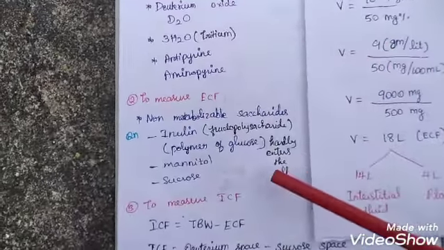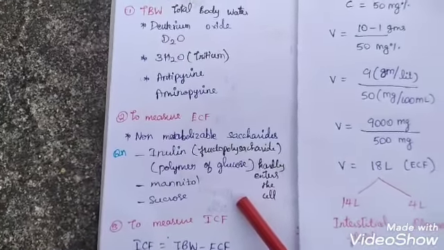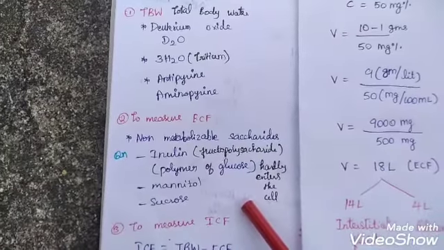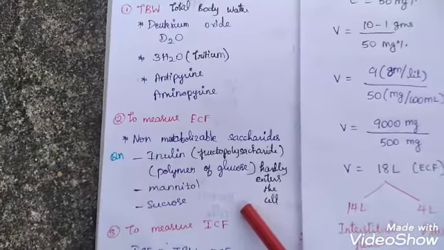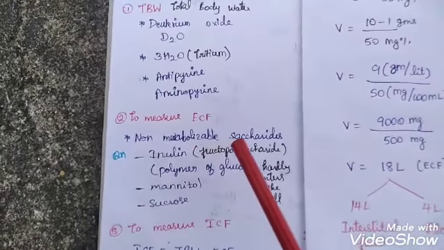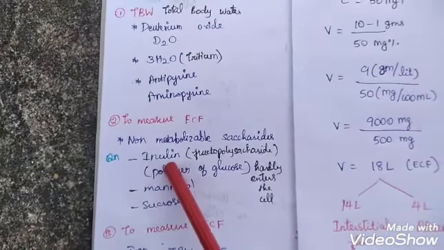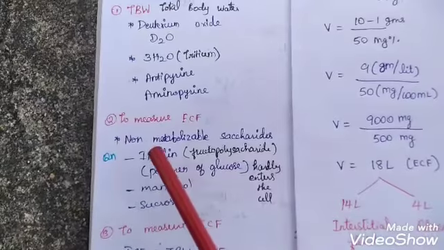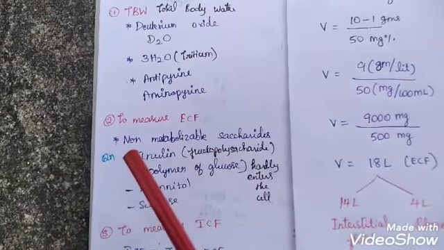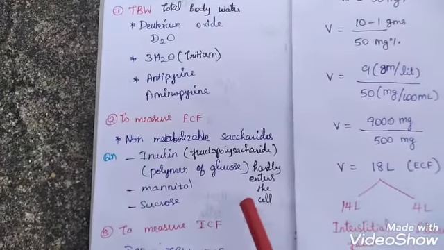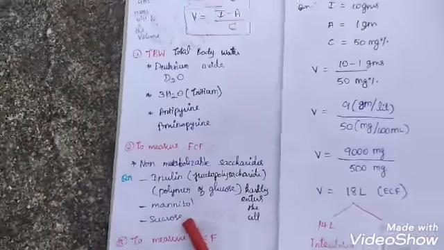And what if you want to measure extracellular fluid? So the dye injected should stay in that extracellular compartment, and it should not go inside the cells. So the dye should be non-metabolizable saccharides, and one of the most frequently asked is inulin. You should not confuse it with insulin. So inulin is a fructopolysaccharide. It doesn't metabolize into cells and it hardly enters the cell. Okay, then mannitol and sucrose are also used.